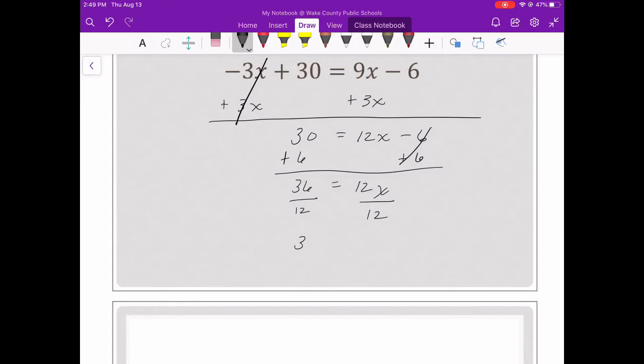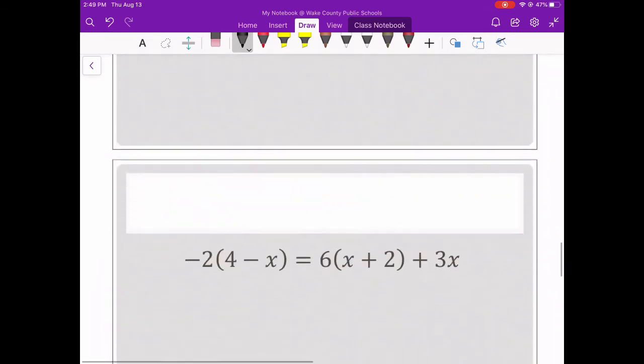36 divided by 12 is 3. Now, a lot of times we don't love to leave our answer with the variable on the right, but know that the symmetric property of equality allows you just to switch the order. 3 is equal to x, so x is equal to 3. And there is our solution solved. So reverse order of operations just like before, but making sure we get the variables with the variables and the constants with the constants.